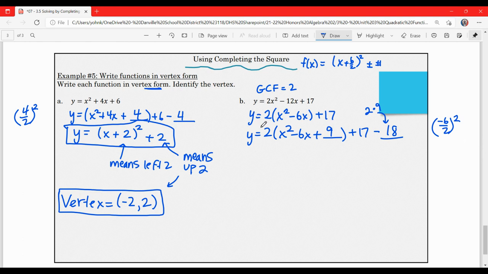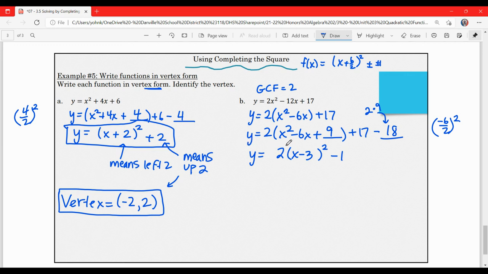Because remember, I want to be able to simplify that last line down and get the original problem. And I do if I do 2 times 9 is 18. Now I got y equals 2. I can factor x minus 3. And I have a minus 1. Well, that's in factored form, or vertex form.